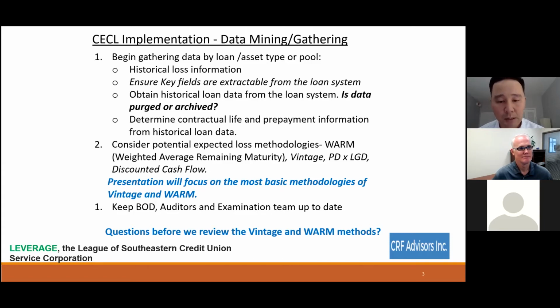And the main information that you really need is gathering historical loss information, meaning that if we can go back and gather historical losses by year, by loan type, that's going to be very helpful as far as accumulating your initial historical loss data. All right. You want to ensure that key fields are extractable. So whether it's the WARM method, the vintage analysis, or any other methodology, you want to make sure that if you're reverting back to historical loss data, that it's extractable from your core system.